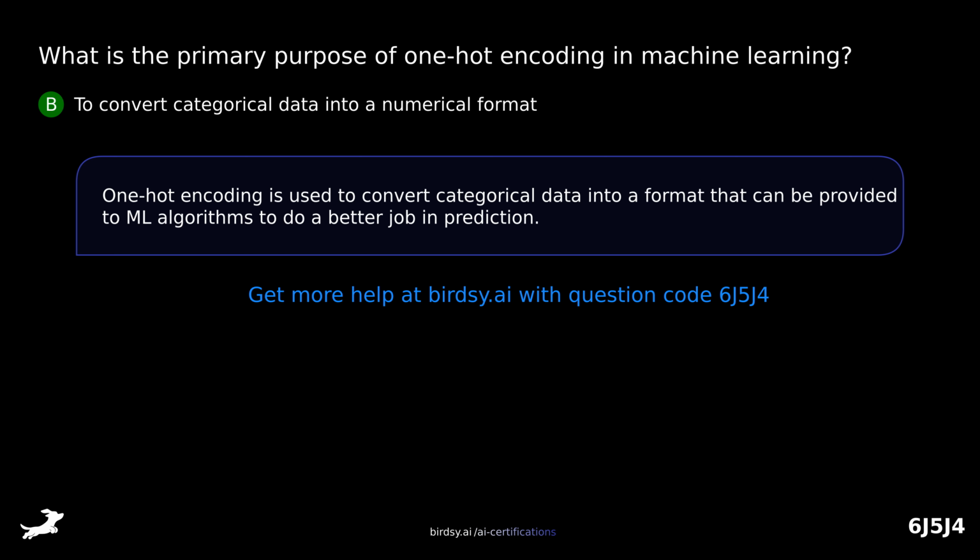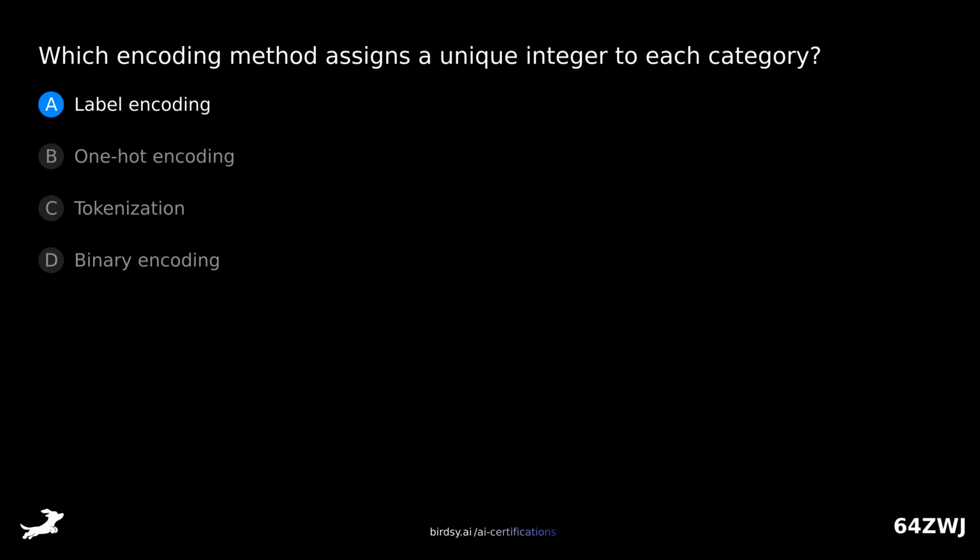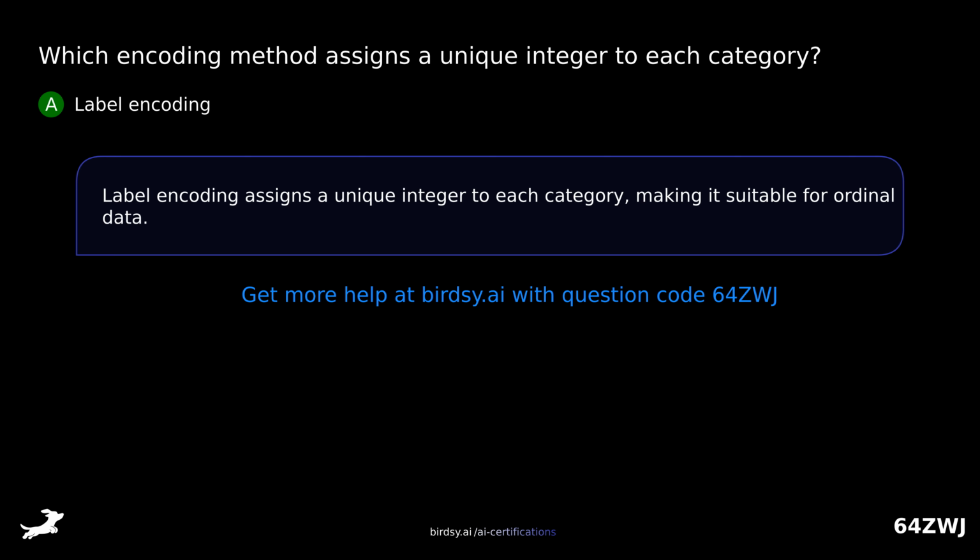One-hot encoding is used to convert categorical data into a format that can be provided to ML algorithms to do a better job in prediction. Which encoding method assigns a unique integer to each category? Is it A, label encoding? B, one-hot encoding? C, tokenization? Or D, binary encoding? The answer is A, label encoding. Label encoding assigns a unique integer to each category, making it suitable for ordinal data.